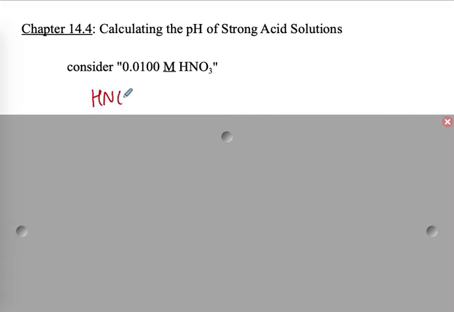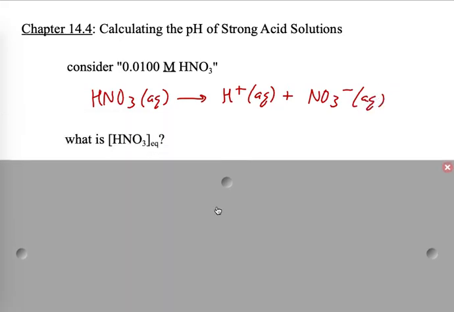That means if I have a solution that contains nitric acid, it is completely ionized to form the hydrogen ion and the nitrate anion. So what is my remaining concentration of unionized HNO3 molecules at equilibrium? Well, it's actually 0. Because it is a strong acid, there is no HNO3 remaining at equilibrium. Or I should say the other way around: because we know there is no remaining HNO3 at equilibrium, we label it as a strong acid.